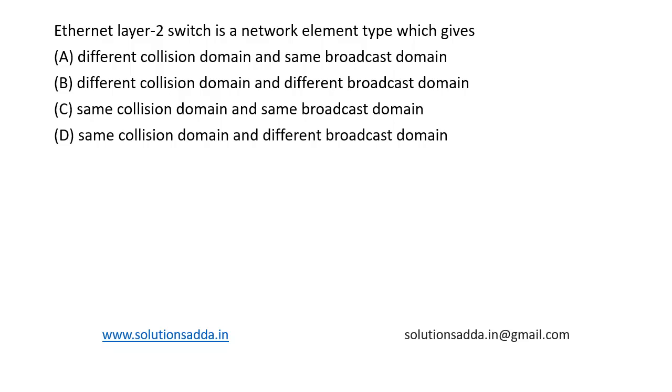This is a question from computer networks. Ethernet layer 2 switch is a network element type which, and 4 options are given. So a switch is a multi-port bridge with a buffer and a design that can boost its efficiency and performance. Switch can perform error checking before forwarding data. That makes it very efficient, and it does not forward packets that have errors and forwards good packets selectively to the correct port only.